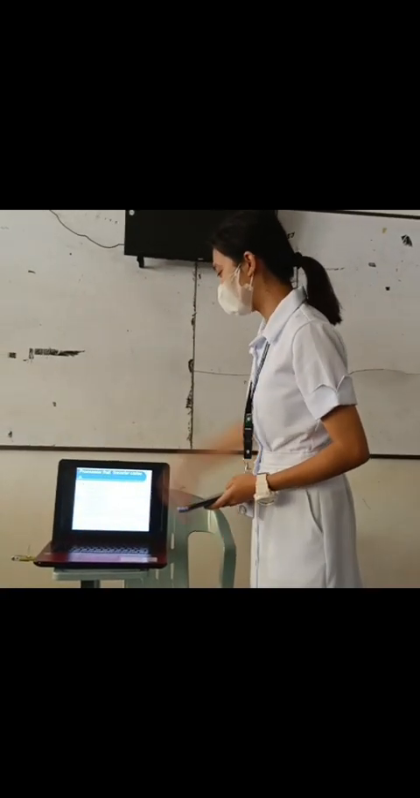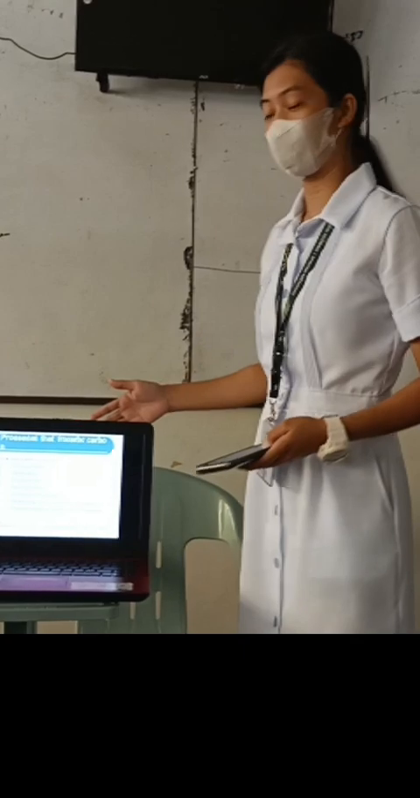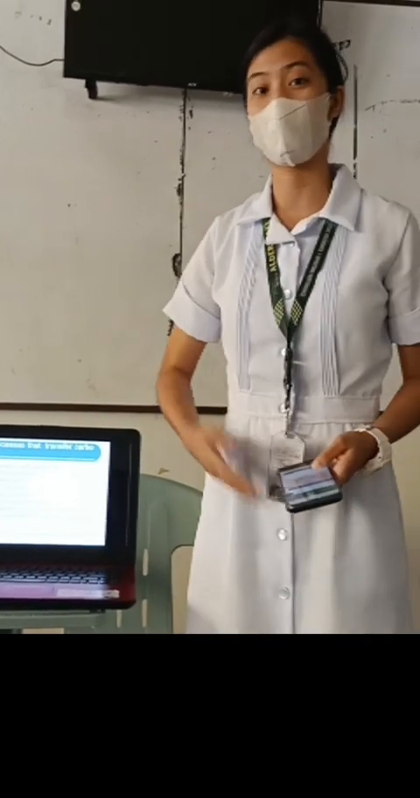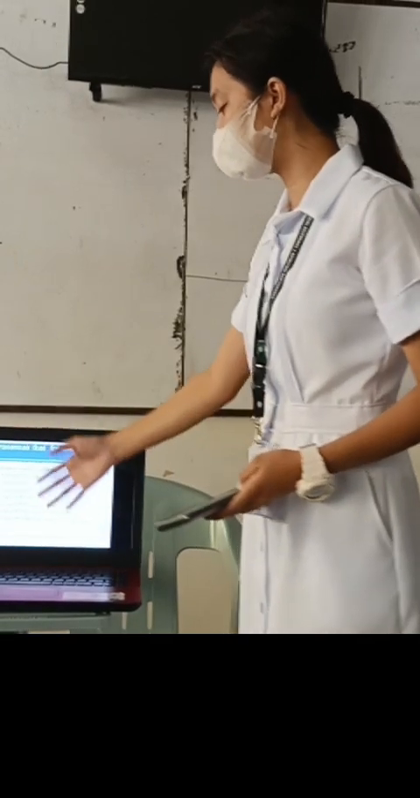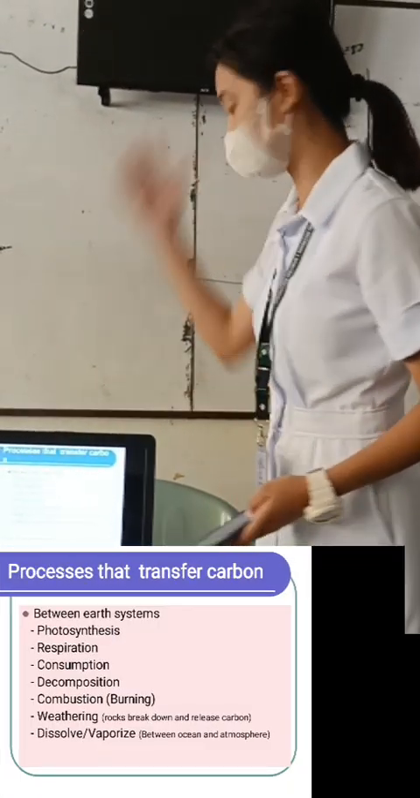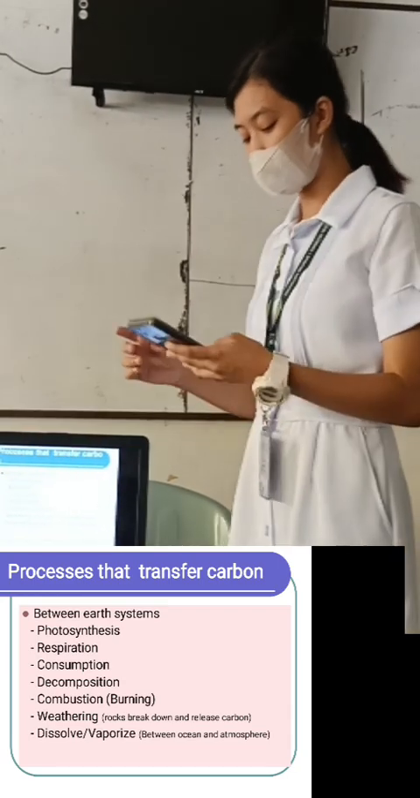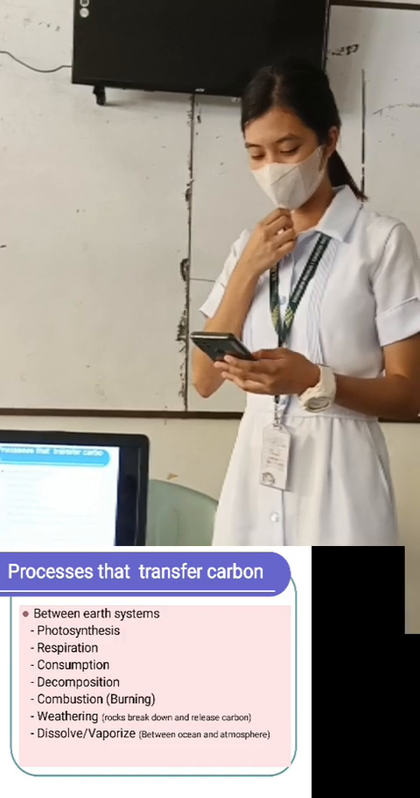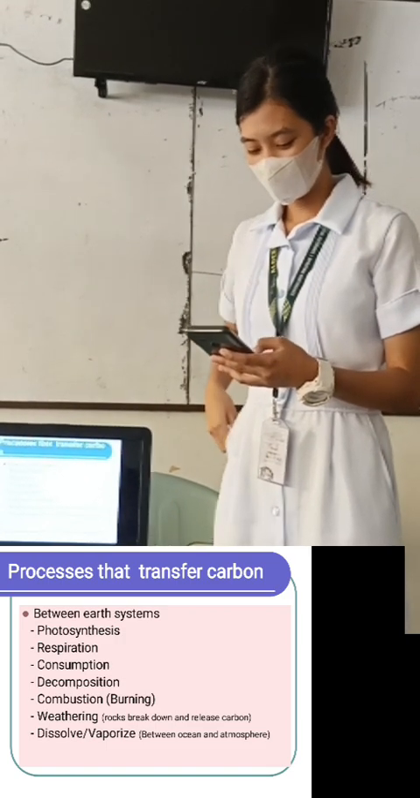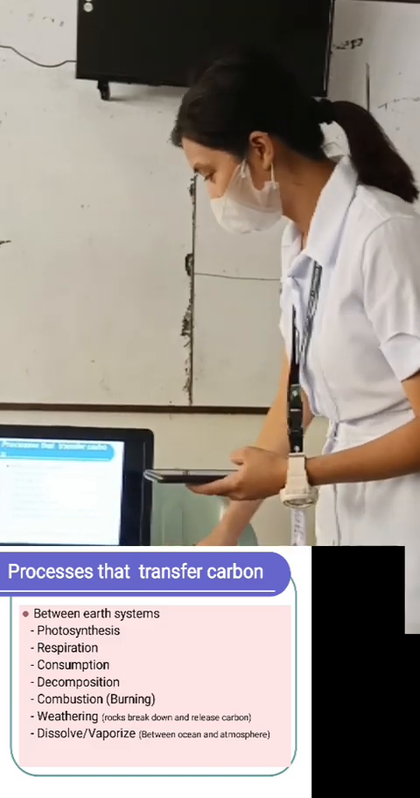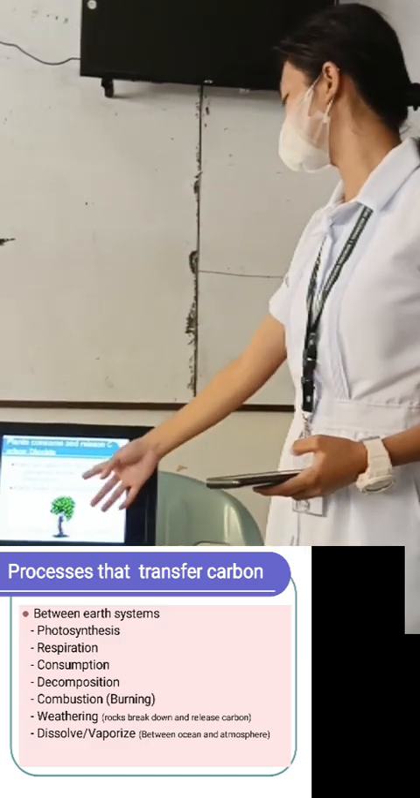So, processes that transfer carbon. So these are the steps para malaman natin yung about sa carbon cycles. So ito yung mga pagkasunod-sunod niya. So between Earth systems, we have photosynthesis. So pag sinabi natin photosynthesis, ito yung plants pull carbon from the atmosphere or hydrosphere. So it is used to make food.